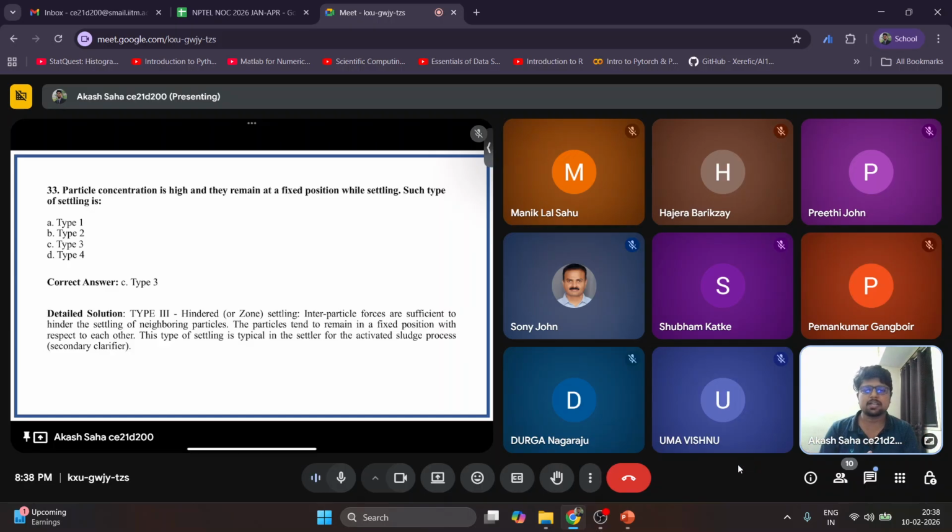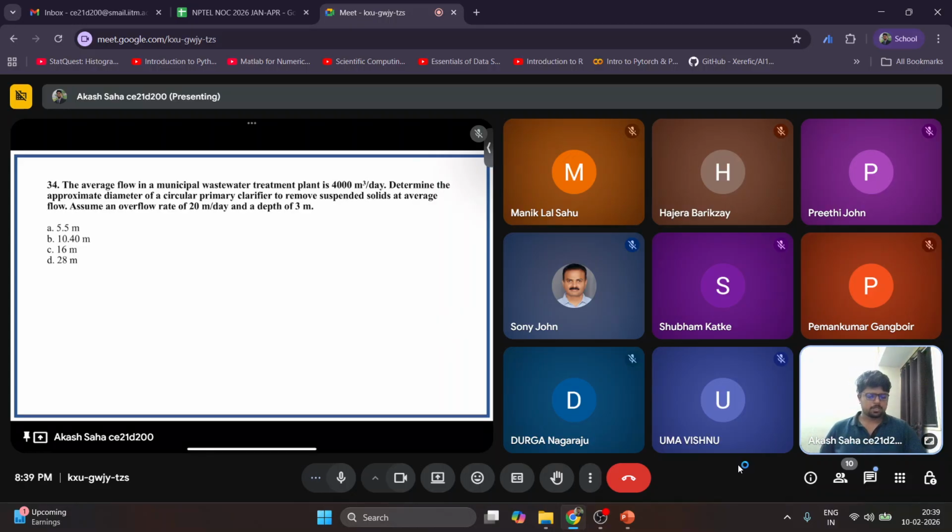Because of this high concentration, while in zone settling, the particles settle in zones, so they remain at fixed positions with each other. So that's why this is of type 3.